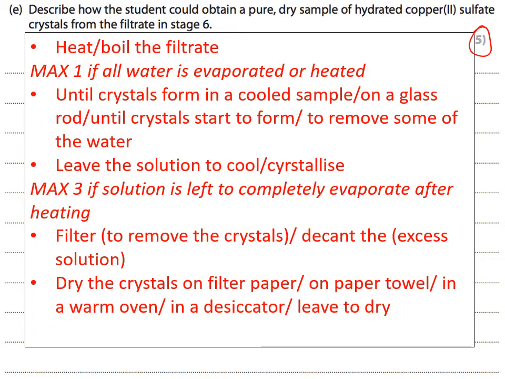So many people just get 1 mark for this. They say the heat and boiling part, but you can only get 1 mark if you say all the water is evaporated or heated. To get 3 marks, you have to heat the solution first until you get a saturated solution, and then leave to evaporate. But if you just mention leave to evaporate, then you'll get a maximum of 3 marks. You have to include this second part here, which is filter the remaining crystals, to get your 4th and 5th mark.